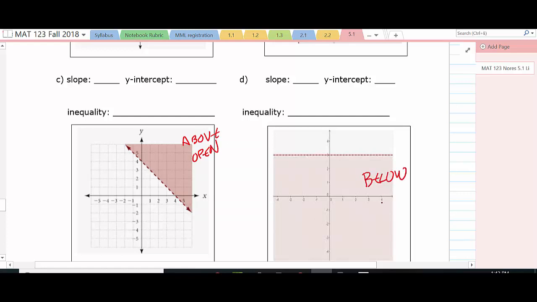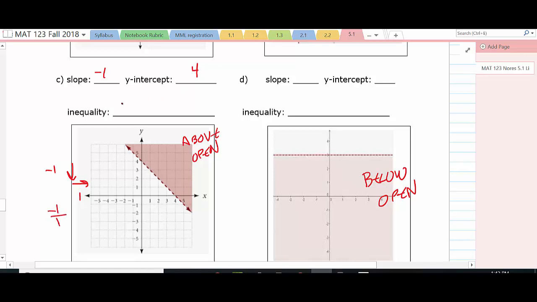All right, so on this part C, the y-intercept's 4. What is the slope? Okay, so it looks like you're going down 1, right 1. So it'd be -1 over 1, it'd be -1.